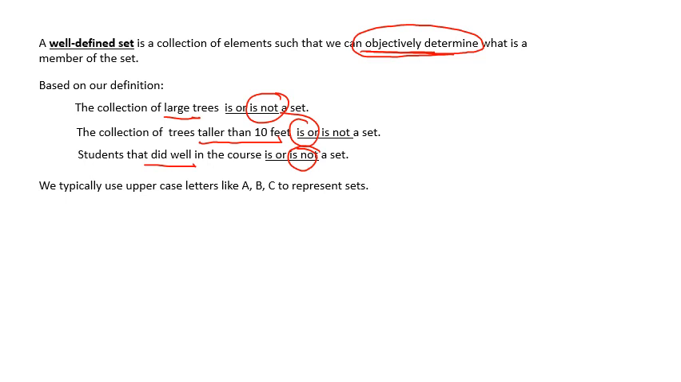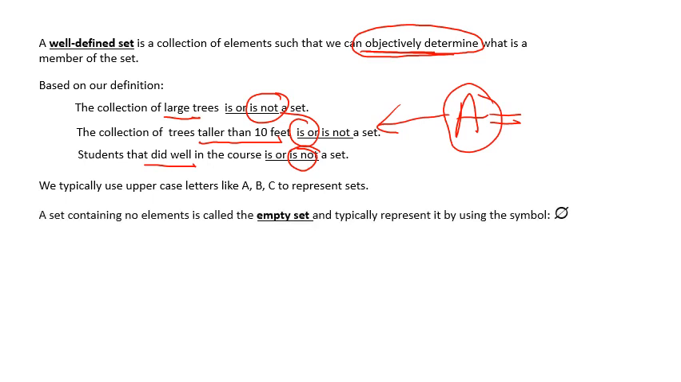We typically use uppercase letters like A, B, C to represent sets. For example, for our set up here, the collection of trees taller than 10 feet, we could say let A equal the set of trees taller than 10 feet. So any place I refer to A refers to this set. A set containing no elements is called the empty set and is typically represented by the symbol given right here. So this symbol refers to a set that is empty.